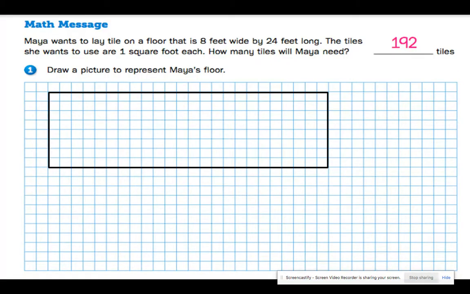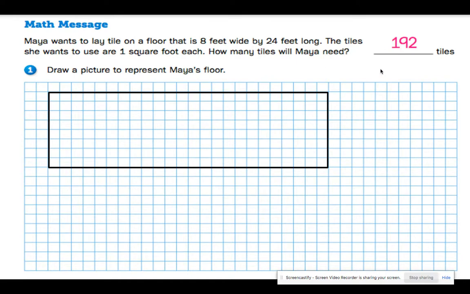Okay, welcome back. So the question said this: Maya wants to lay tile on a floor that's 8 feet wide by 24 feet long. The tiles she wants to use are 1 square foot each. How many tiles will Maya need? Well, if you figured it out, you should have gotten around 192 tiles.